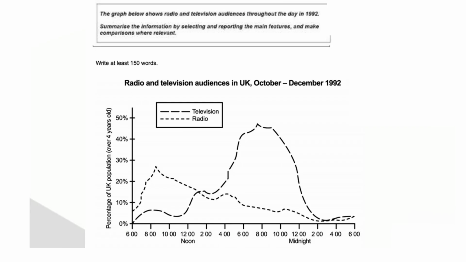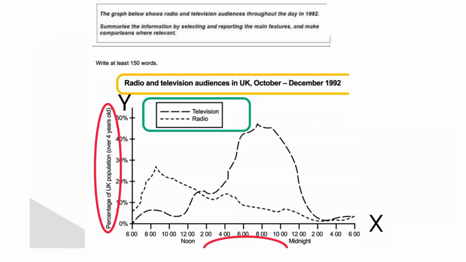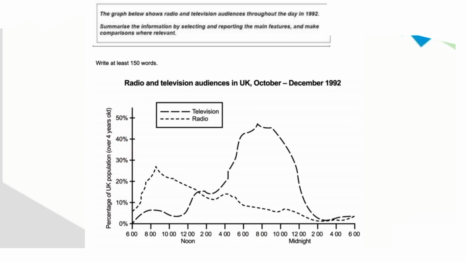Going on to the next graph, this one here is a line graph with the title Radio and Television Audience in UK October to December 1992. On the x-axis, time of day or night is plotted and on the y-axis, percentage of UK population over 4 years old is represented. The key is given at the top. By analyzing the graph, we can see that there is no continuous time period, hence we can conclude that this graph is a compare and contrast one.